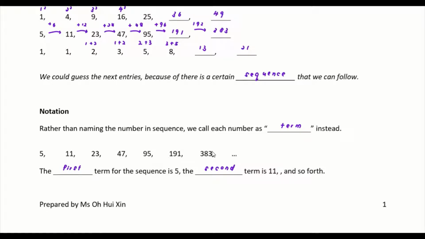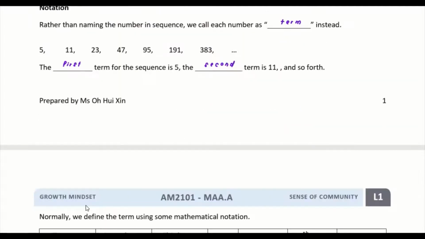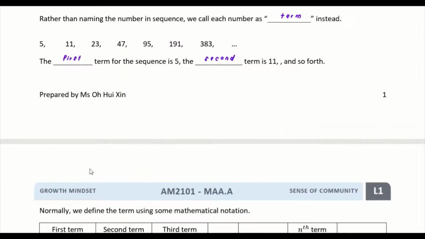Okay, but you'll realize that it's very helpful verbally, but you're not going to write it out every time. It's a very long process to write that the first term of the sequence is 5, the second term is 11. You get what I mean, right? So that's why we'll try to define it by using some mathematical notation.